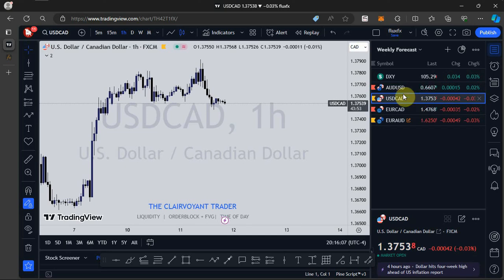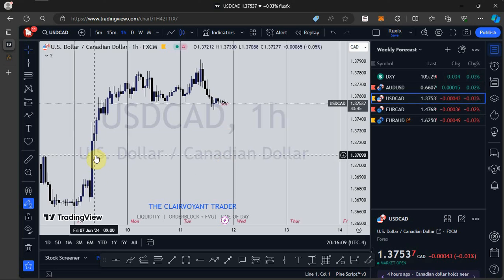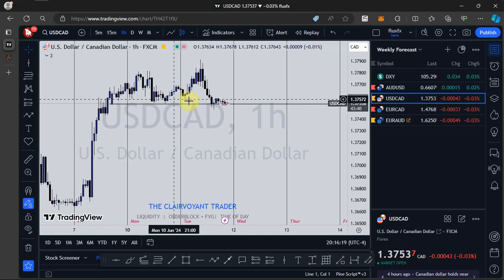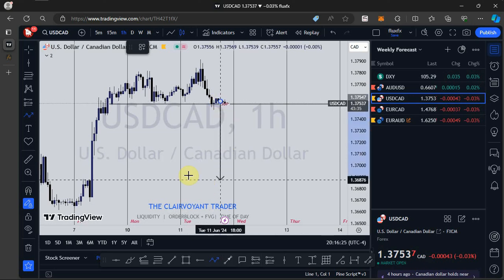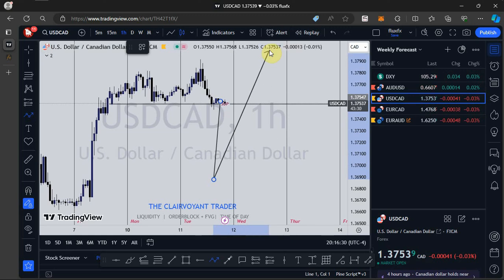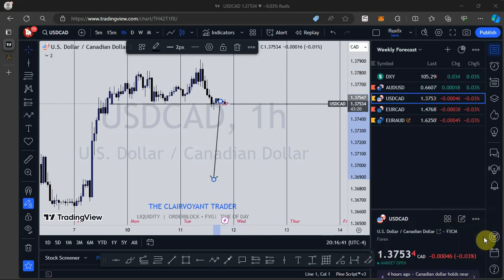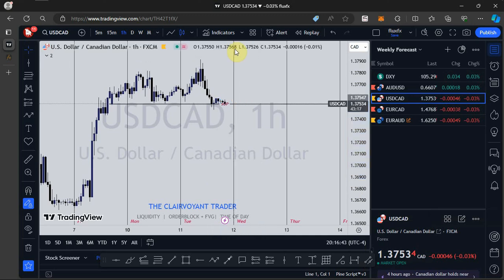For USD/CAD too, I'm expecting to see price push to the downside to fill the impulse move that was made on Friday. As you can see, we've seen price meandering around the weekly open price. I want to see price trade below it, filling up this impulse move. Then we see a push to the upside. I'll wait for that to happen, then I'll enter into the trade. That is just that for USD/CAD.